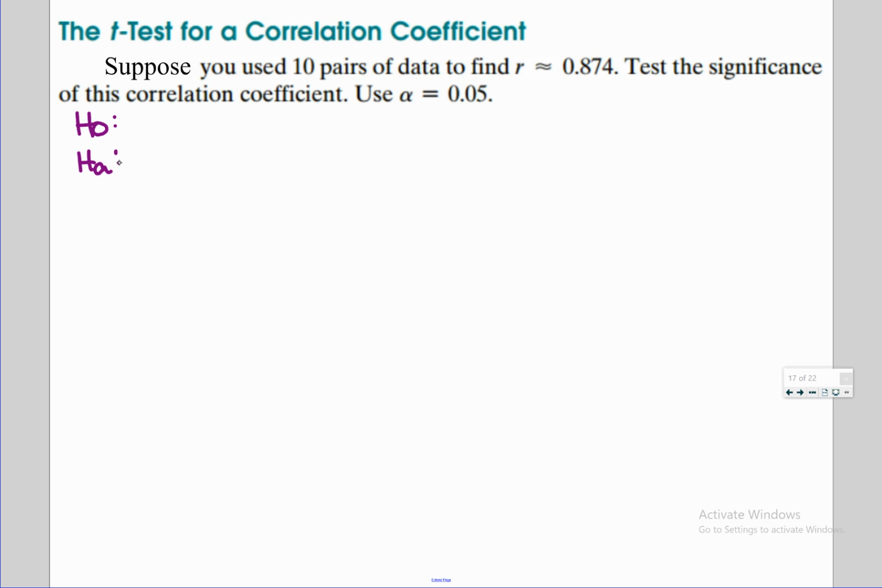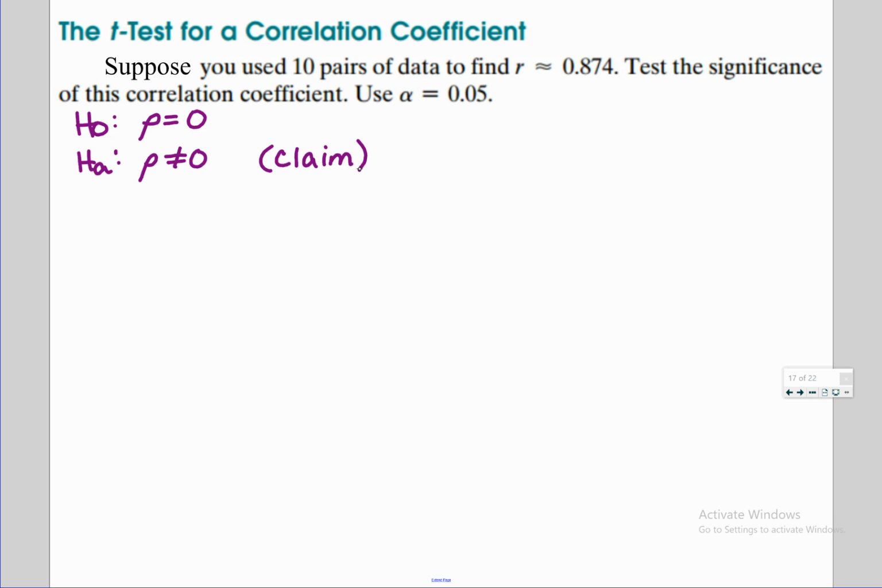All right, so again, the null and the alternative are always going to look the same. Rho equal to 0, rho not equal to 0. Okay, and let's make our claim the alternative. We're claiming that there is significance with this correlation coefficient.